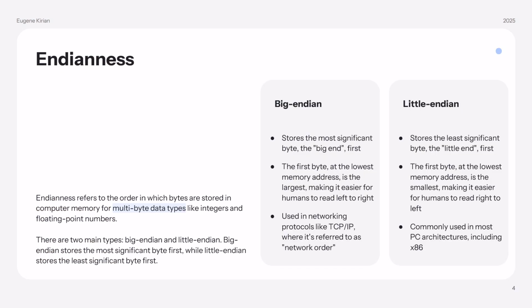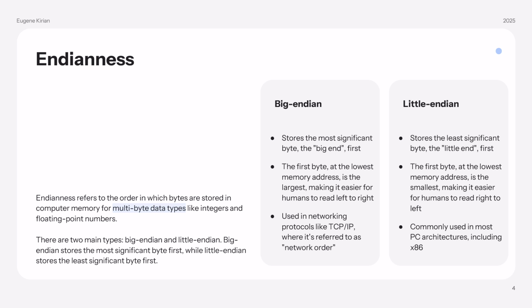In the world of computer memory, a fundamental concept shapes how data is stored: endianness. This refers to the order in which bytes are arranged for multi-byte data types like integers and floating point numbers. Two dominant approaches have emerged: big endian and little endian. Big endian systems prioritize the most significant byte, storing it first. This sequence made it intuitive for humans to read the data from left to right, mirroring the way we typically read text. Big endian's structured approach has made it a staple in networking protocols like TCP/IP, where it's known as network order.